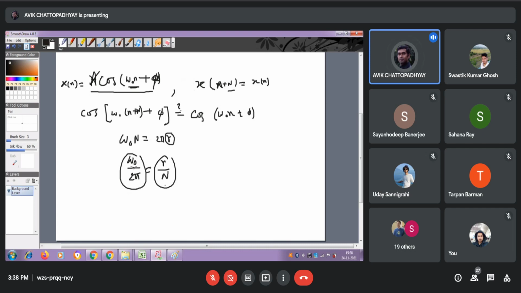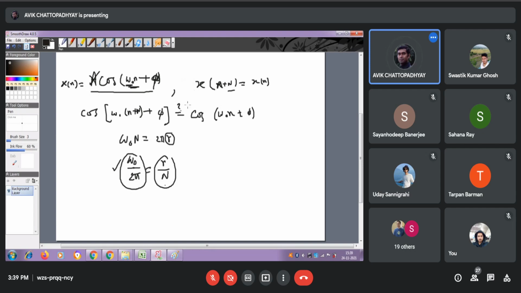So without checking, you cannot say, because R divided by N has to be a rational number, a ratio of two integers. And now please note, look at the left hand side, omega 0 by 2 pi. What is omega 0? Omega 0 is this frequency. And this is for the digital signal, so it's the digital frequency, omega 0. Omega 0 by 2 pi.